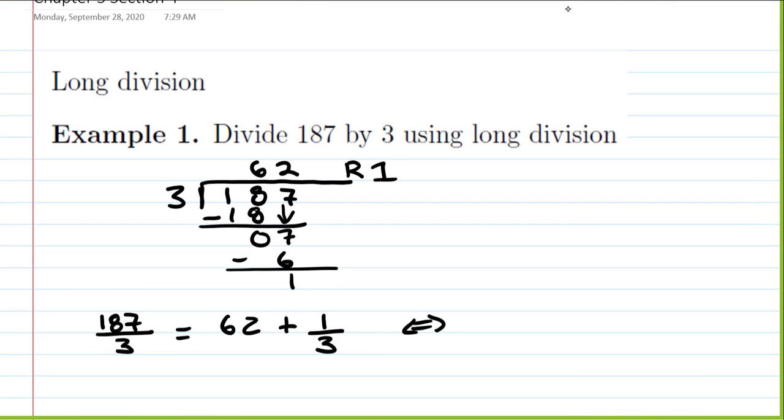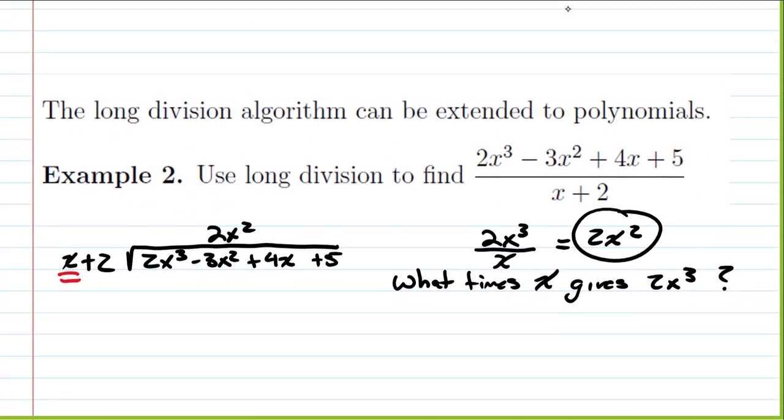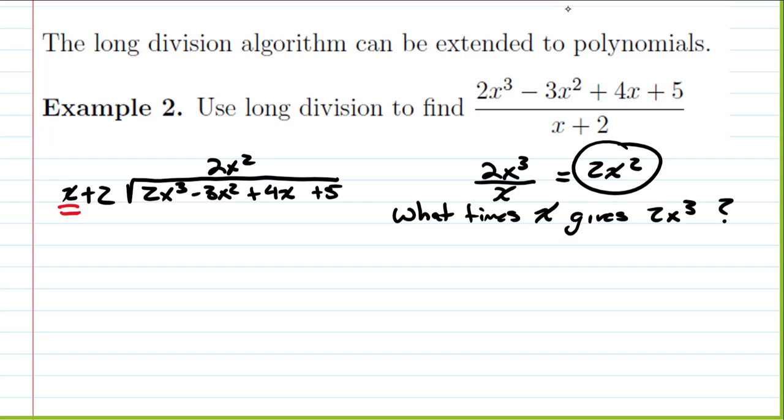So then after we got our 6 up here, what did we do? We did 6 times 3, and we wrote it beneath, and we subtracted. So we're going to do the same thing. We're going to go 2x squared times x, which will be 2x cubed, and that was always our goal. But then we had a binomial, so I have to do 2x squared times 2, which gives me positive 4x squared. But then I have to remember to subtract.